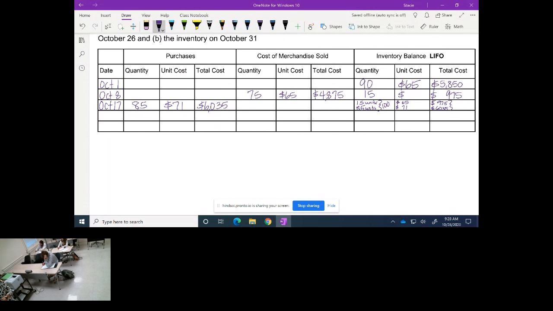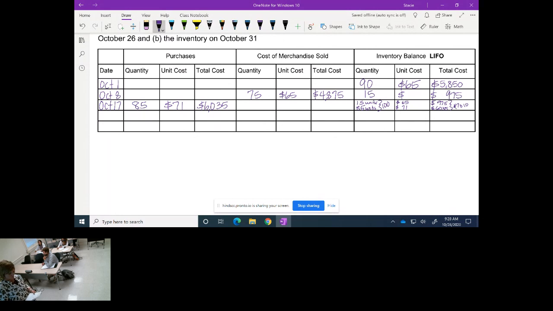And y'all pay attention when you're doing your homework, because sometimes they'll ask you for what's your inventory balance, and it'll be right in the middle of the problem. It may not necessarily be at the end. So just watch the dates. So we've got $7,010 in our inventory right now.